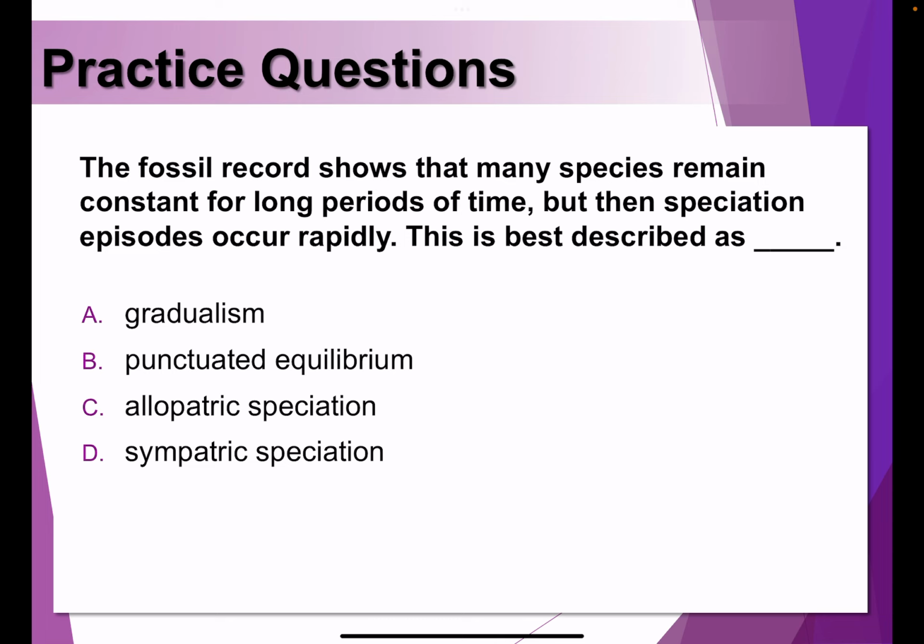The fossil record shows that many species remain constant for long periods of time, but then speciation episodes can occur rapidly. This is best described as what? Punctuated equilibrium. We just talked about that. It suggests that once the process of speciation begins, it can be completed relatively rapidly, so fast that fossil records don't even catch it. The gradual change in the species was not long enough for sedimentation to occur, for those strata to form within the rocks.